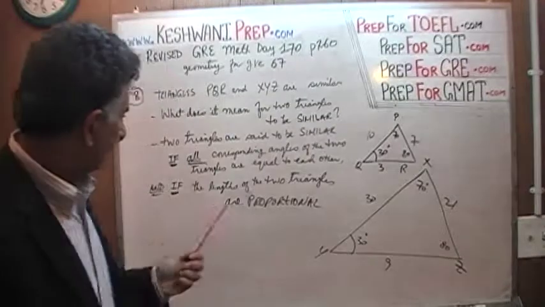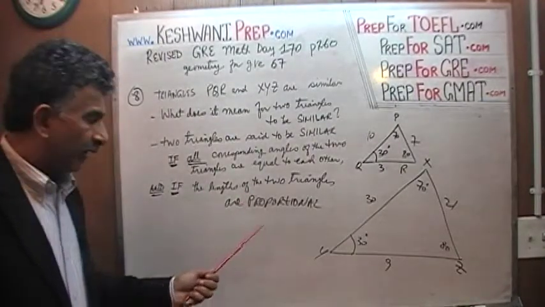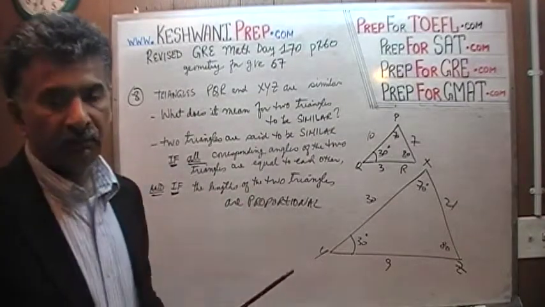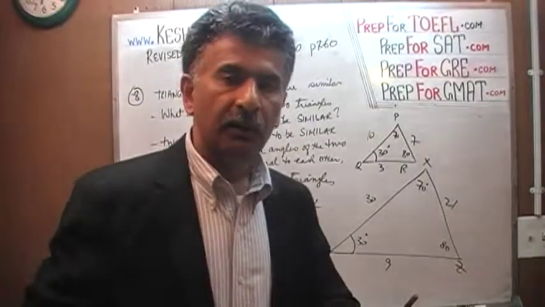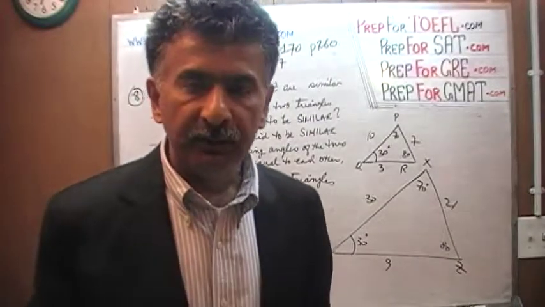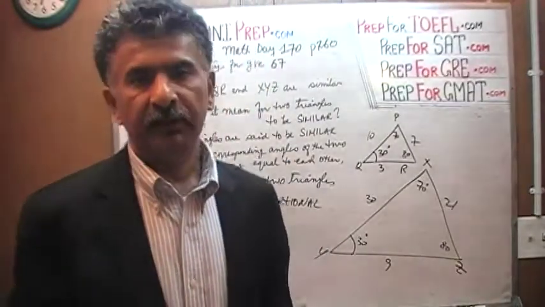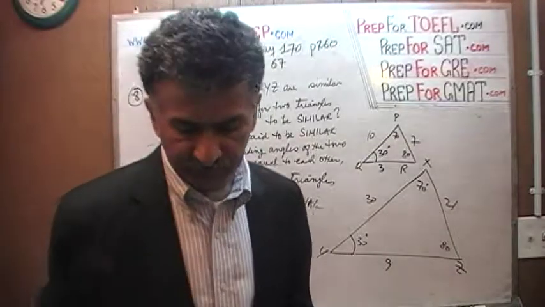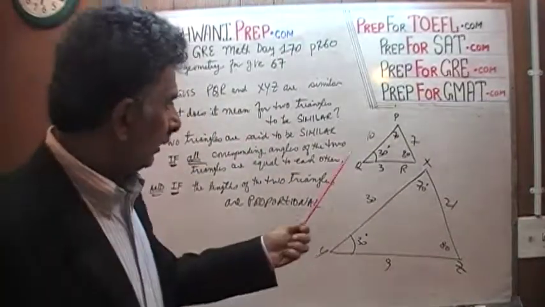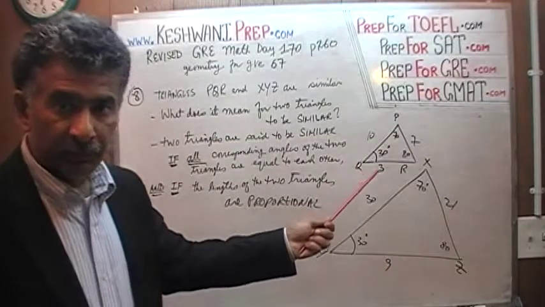So, if the lengths of the two triangles are proportional, then the corresponding interior angles are going to be equal. If the corresponding interior angles are equal, the lengths are going to be proportional. One implies the other. But that's what it means. Now let's finish it up. Since I made a boo-boo here, we have to finish it up.